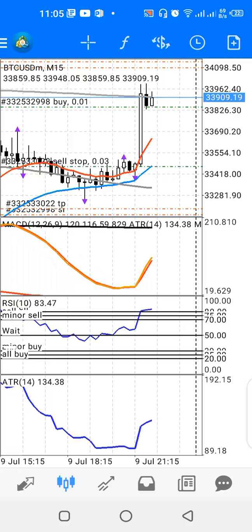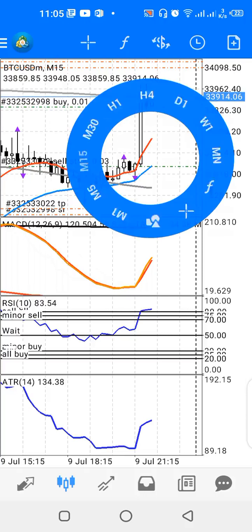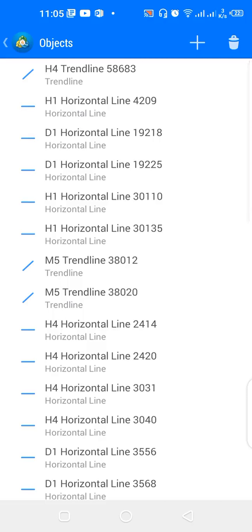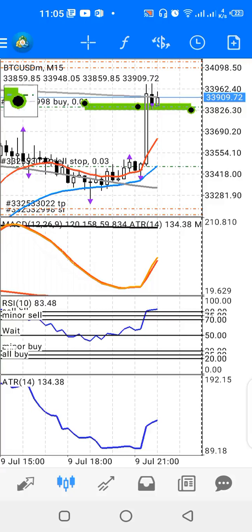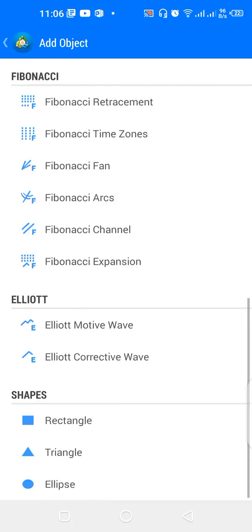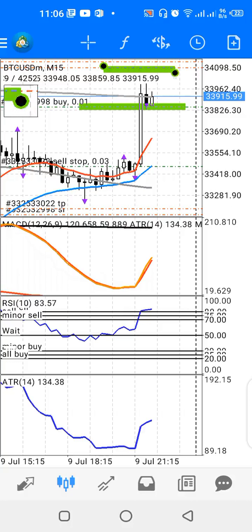Now price is going up, and what I did was to place a buy trade around here. For this strategy, whenever you are buying, you set your take profit to be 250 points. So my take profit is around here, 250 points.